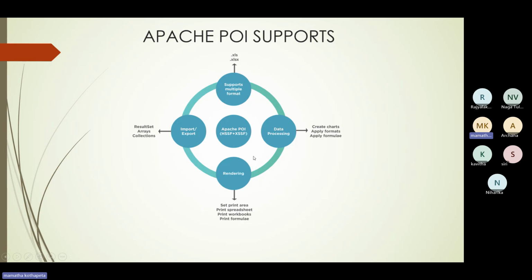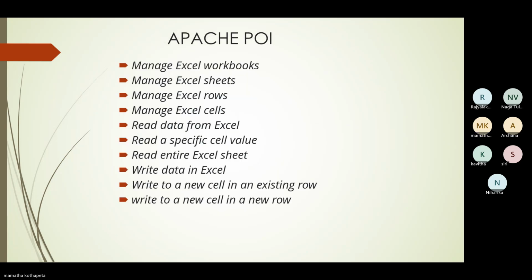Very, very important, it supports HSSF and XSSF. That we'll see in a few minutes. But just understand the scope of what Apache POI supports in these areas. It also supports import and export of all the array collections. Result set is a kind of array collection. So this is the scope of Apache POI. For us in the automation, we should be bothered about this format and this particular area where Apache POI supports us.